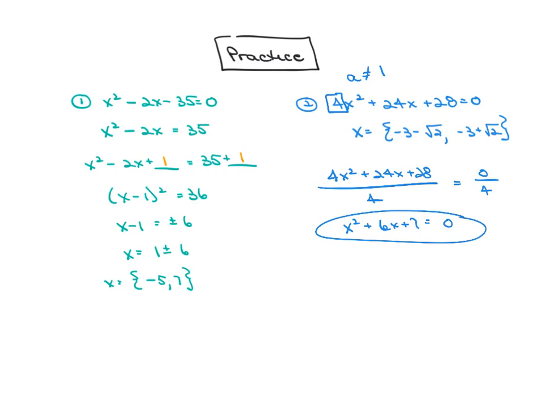Now, don't be surprised. I gave you a really simple example here. Often when you divide by a, b and or c is not going to be a nice integer. It's going to be a fraction. No problem. Everything else works the same from there.